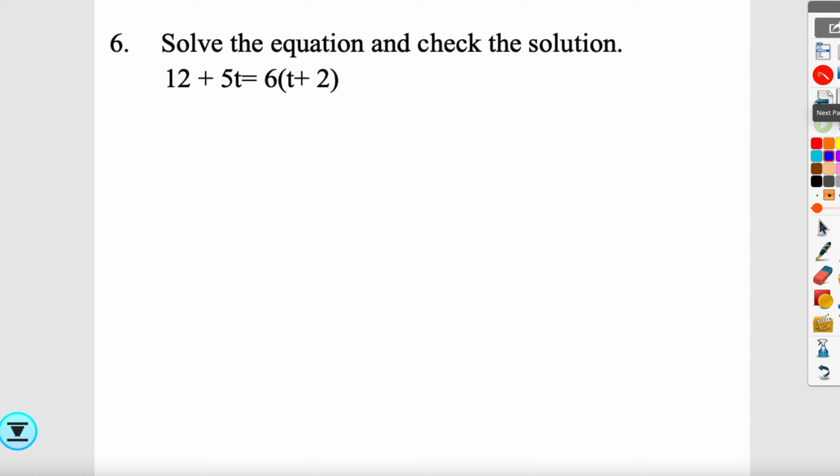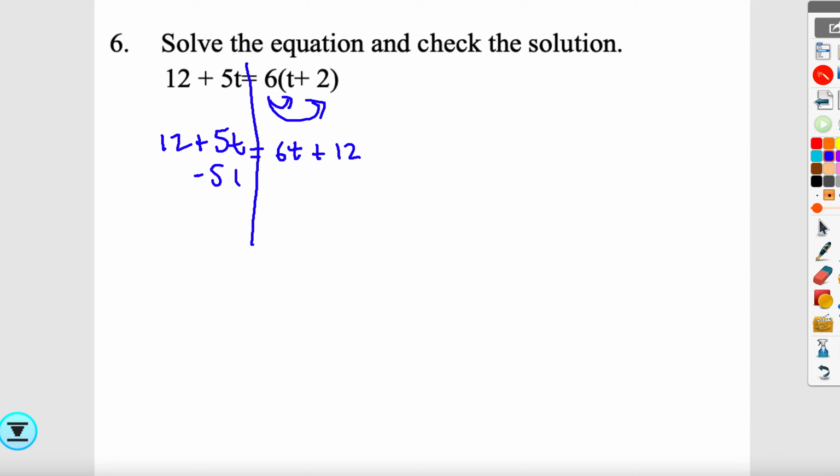Number 6, another equation we have to solve, everyone. So go ahead and draw the line down the equal sign. We're going to distribute that 6 to the right. So then we get 6t plus 12. Bring down the 12 plus 5t. From this way, there are a lot of different steps to take, but the destination at the end will be the same. So I'm going to go ahead and move 5t to the right, even though I could have done 6t to the left, doesn't matter. So then I get 12 equals t plus 12.